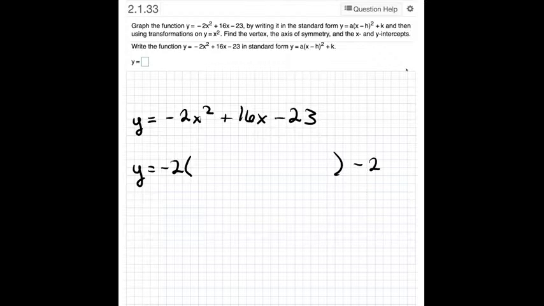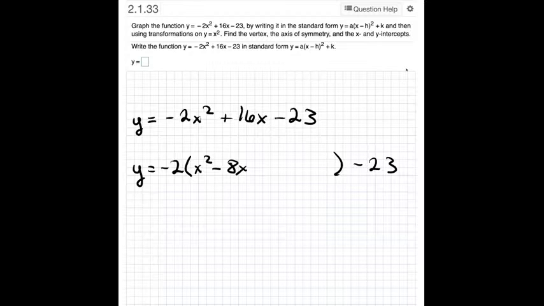Now, if we factor out the negative 2 from the first two terms, we're going to be left with x squared minus 8x. And I wanted to leave about that much space. Okay, so if we multiply back, I think we're okay. So now the completing the square step comes in. We're going to add 0 by adding something and taking it away. If we add 0, we don't change the answer. We just change the form into something that we can use.